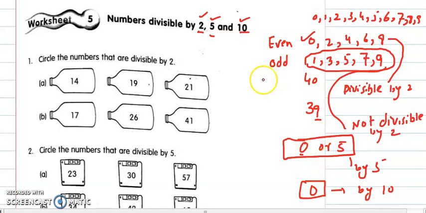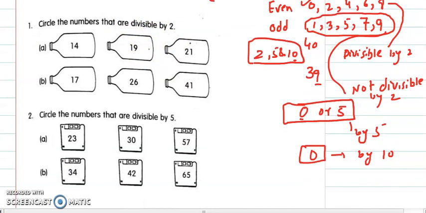Sometimes it is asked that the number should be divisible by 2, 5 and 10 at the same time, then the condition is the last digit must be 0. If the number is divisible by 5 only, then the last digit can be 0 or 5. So let's see in the exercise and then accordingly we will understand that.